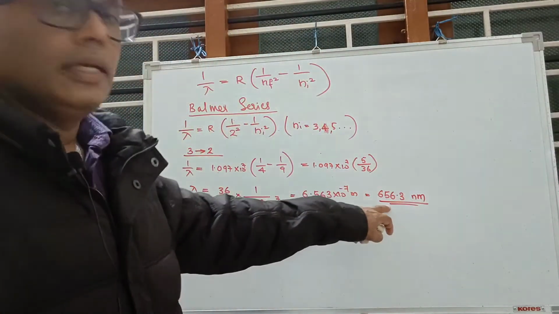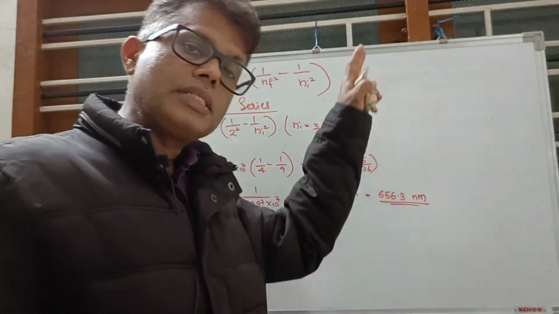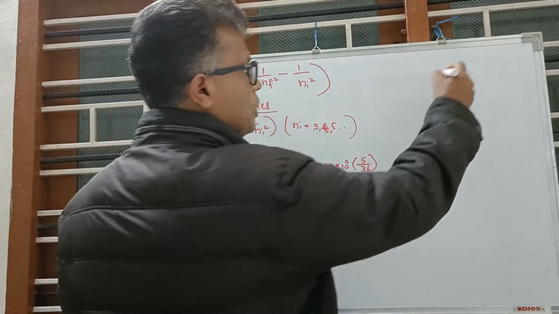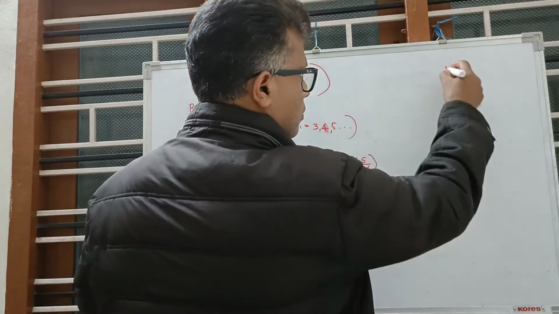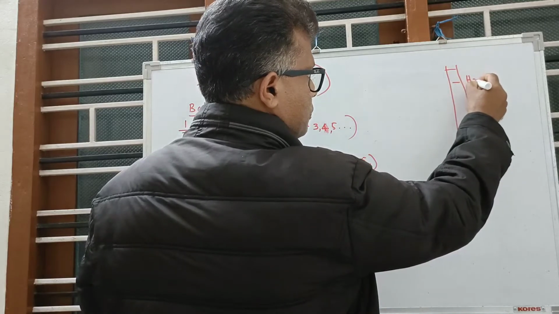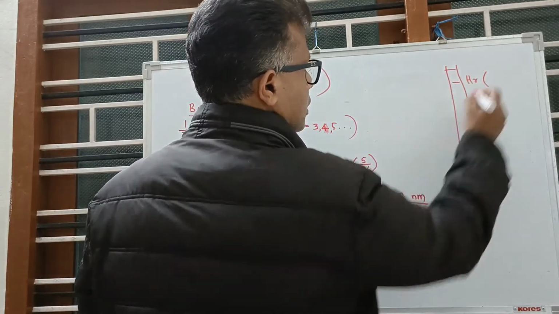Now you see the visible spectrum has started. Now I'll just draw the visible spectrum. You see the visible spectrum. H alpha. H alpha, how much was the wavelength?